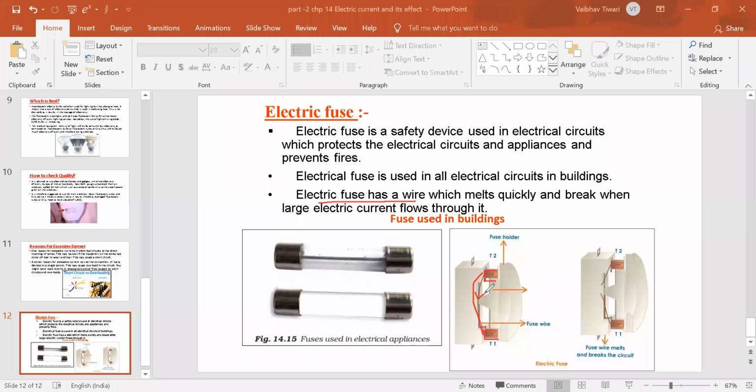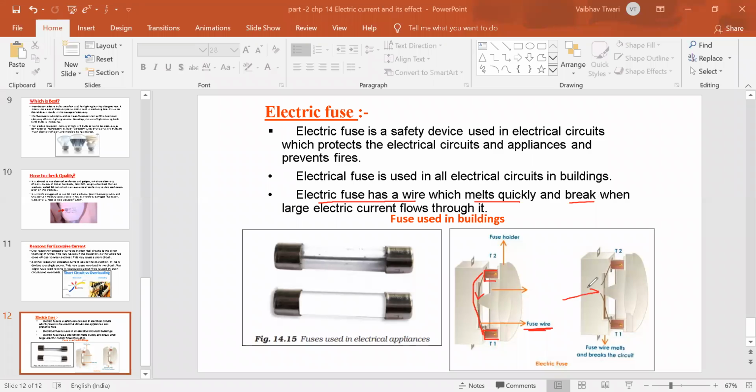Whenever a current flows, if we are using any appliance in our house, the current always flows through this fuse and then enters the other appliances. So if the current increases for any reason, this wire, which is known as the fuse wire, melts quickly because of high heat and it breaks.